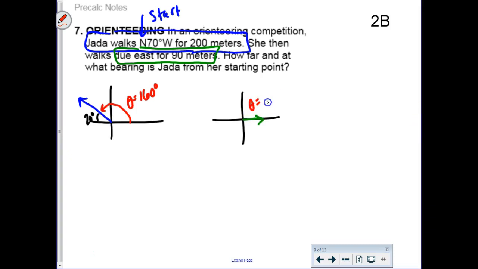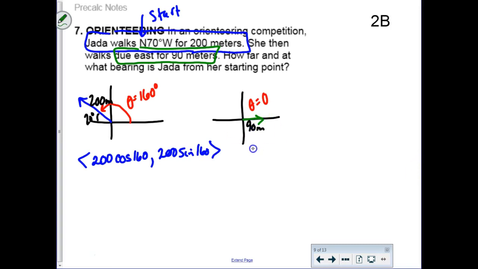What angle are you at if you're just sitting there? 0, yeah. And I have done a terrible job, as always. I forgot to mark the actual magnitude. So this was 200 meters, and this was 90 meters. So the vector components for this first part of her trip would be 200 times the cosine of 160 and 200 times the sine of 160.